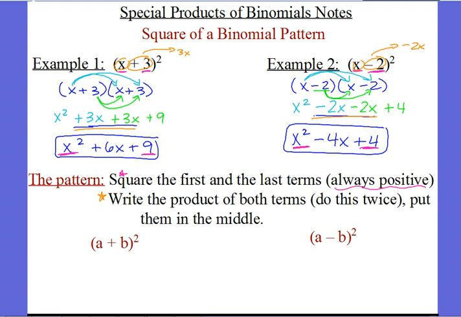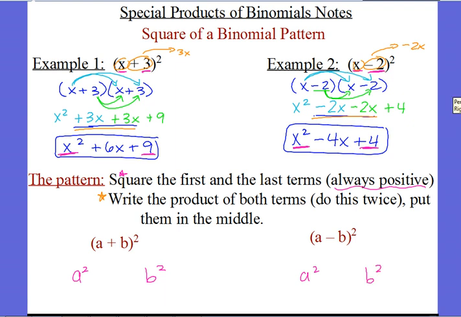If I am following the first part where I square the first and the last terms in a general setting like (a + b) squared, I'm going to have a squared in the front and b squared in the back, both of them positive. Same thing over here, they're always positive, so I'm going to have a squared in the front and b squared in the back.